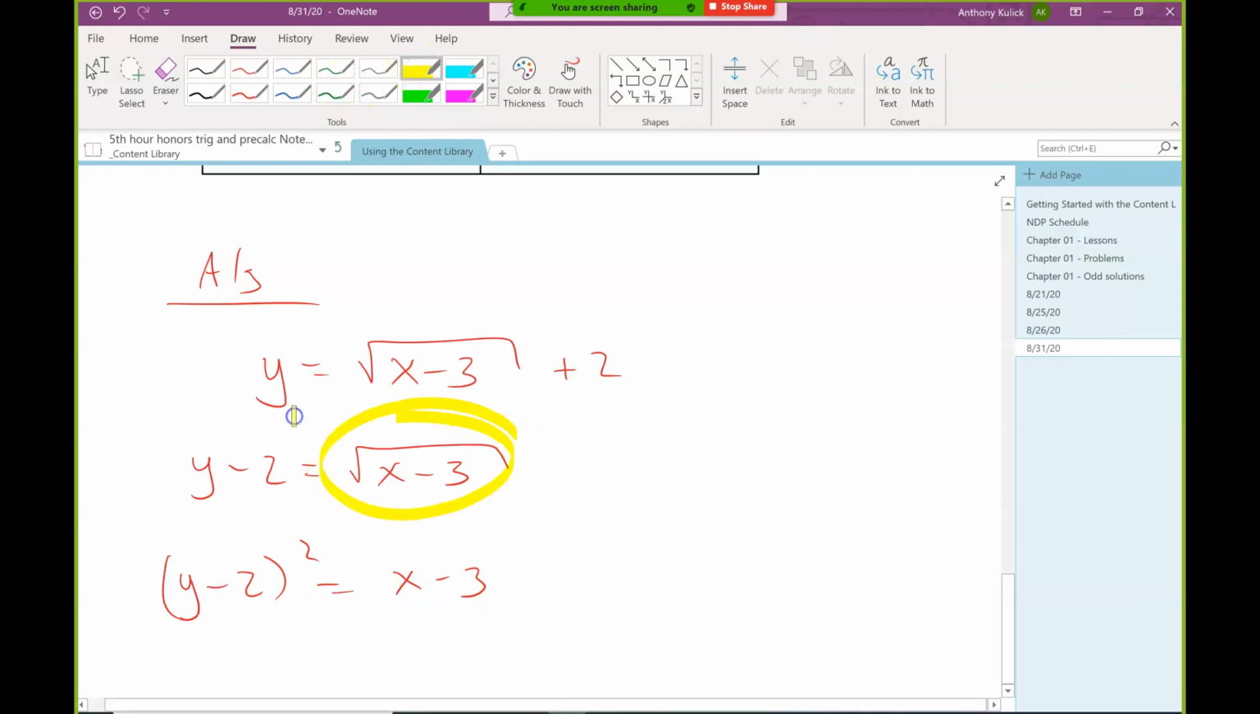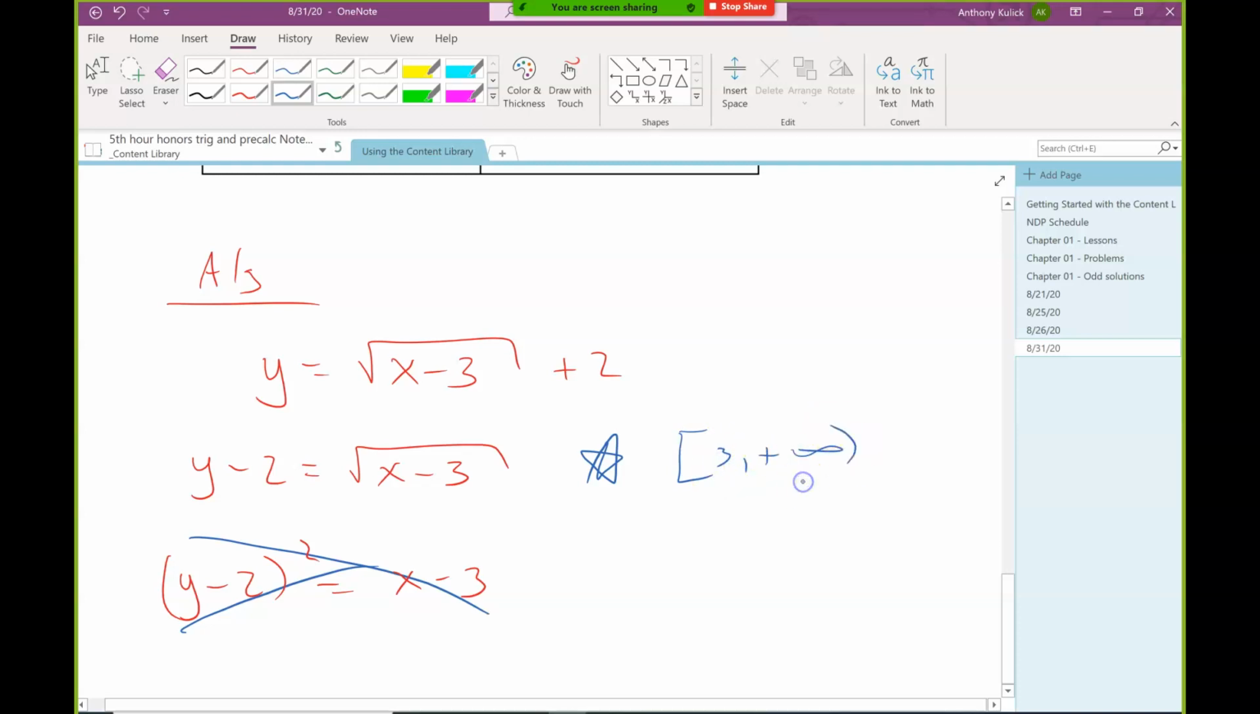Well, before, can we plug any value of x into this? No, right? You can't plug in, say, 2 because you'd get a negative. Can I plug 2 into this, though? Yes. So we really have a problem there with that. So I wouldn't actually do this step. I would stop here. Okay? So if I think about it, the domain is 3 to positive infinity.